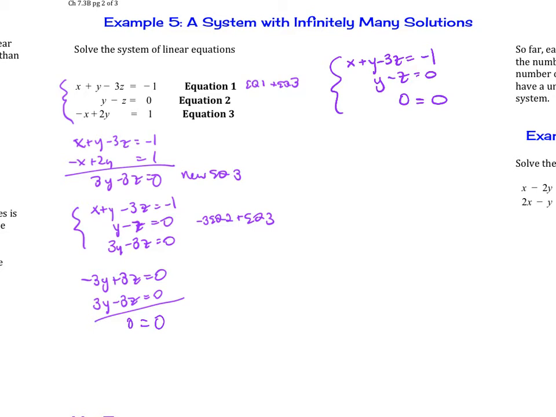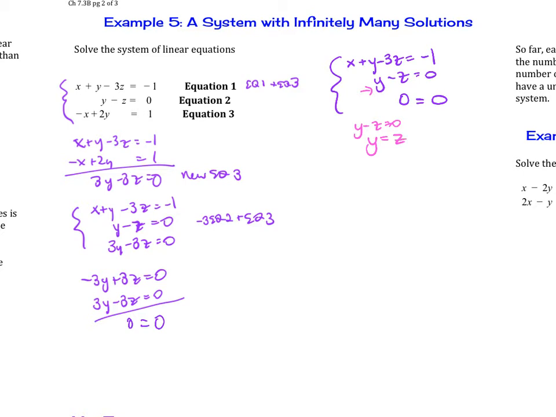So what we need to do is solve for it like we did before. We need to get an ordered triplet. And so let's solve for this one, y minus z equals 0. We can say y minus z equals 0, or y equals z.